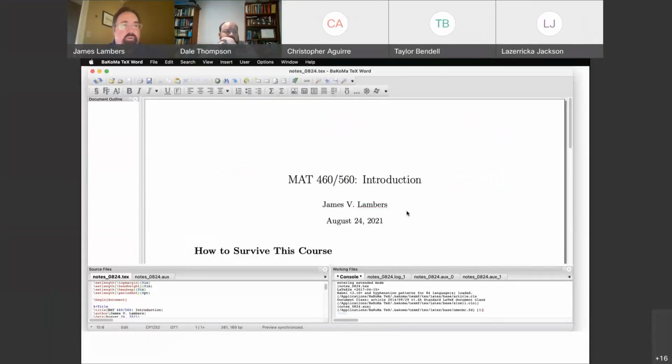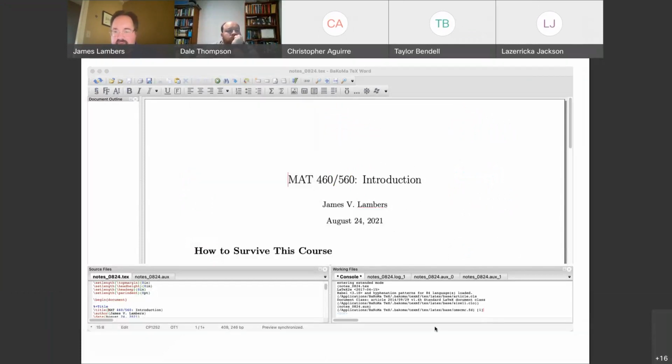So this program, BaKoMa TeX Word, since LaTeX is a great way to present mathematical content, it's what people use when writing papers. I don't know if I can access the chat from here. Sorry. This is a bit of a pain.